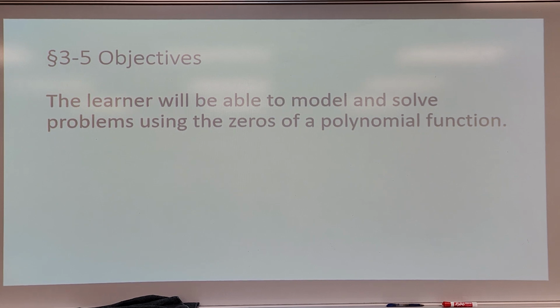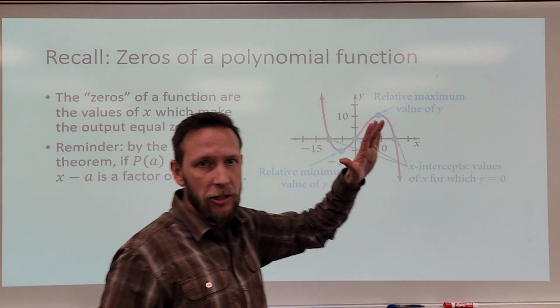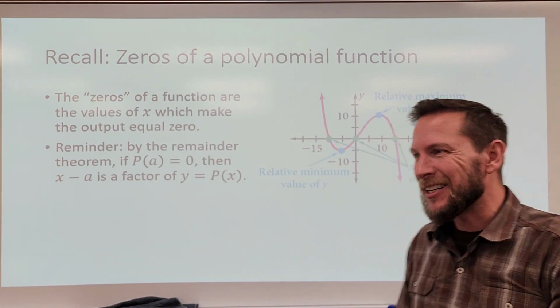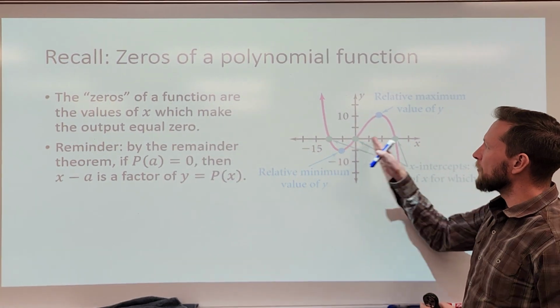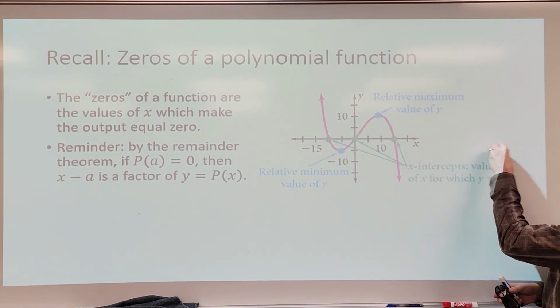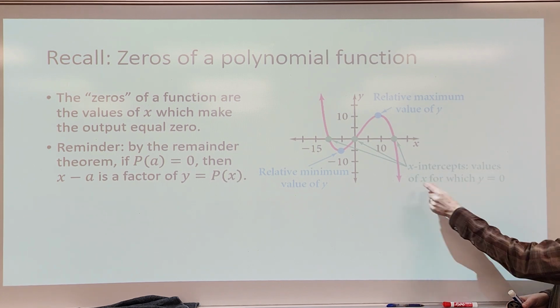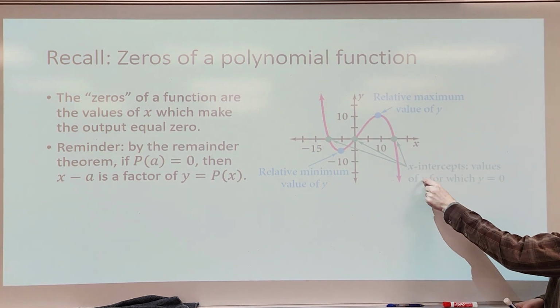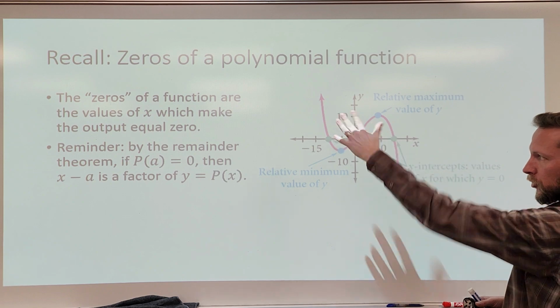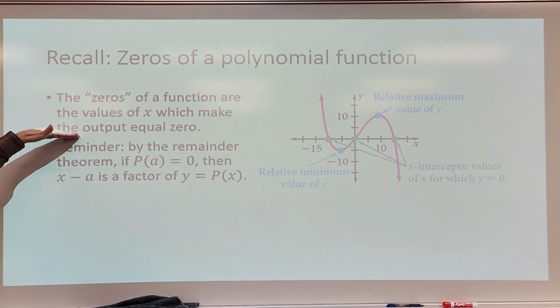So our goal today is to model and solve problems using the zeros of polynomial functions, and we have to remind ourselves of what the zeros are. So the zeros are essentially the x-intercepts, right? The values of x that make the output 0. The x-intercepts have an x comma y, and you know that y is 0, so the x value is the 0 of the polynomial function. And we want to make sure that we have this output equal to 0.